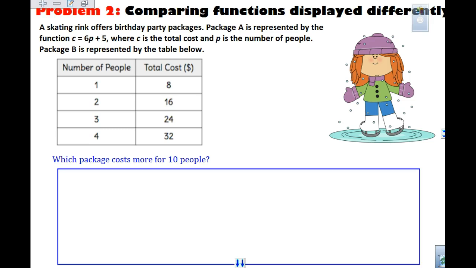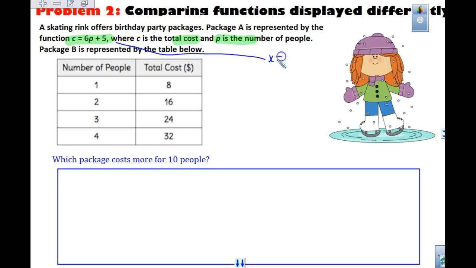We are looking at two different situations. So now, at the top of the next page, we are looking at a skating rink that offers birthday party packages. Package A represents the function, and I give you the equation. In that, I give you the equation C equals 6P plus 5. C is the cost, P is the number of people. So at 0, how many people were there in this equation?